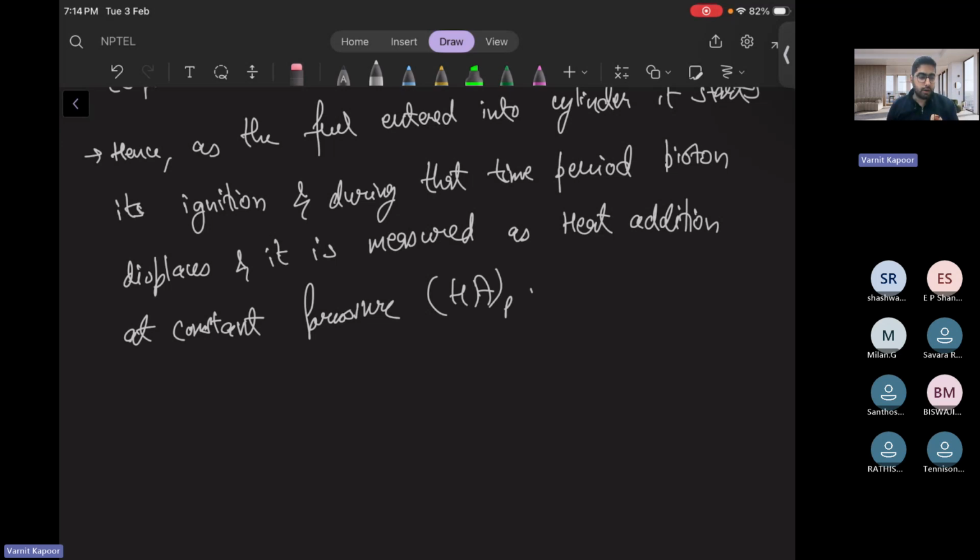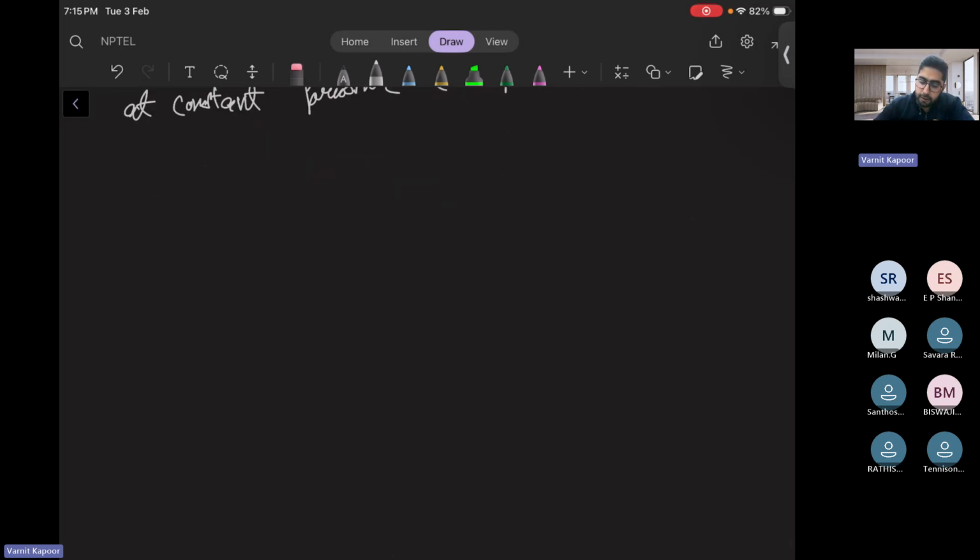Now one of you asked about the subscript. When you are writing heat addition at constant volume, you write V in the subscript, but for constant pressure you write P in the subscript. So in the schematic diagram, if I make a diesel engine, how different will it look? The diesel engine will look like this.